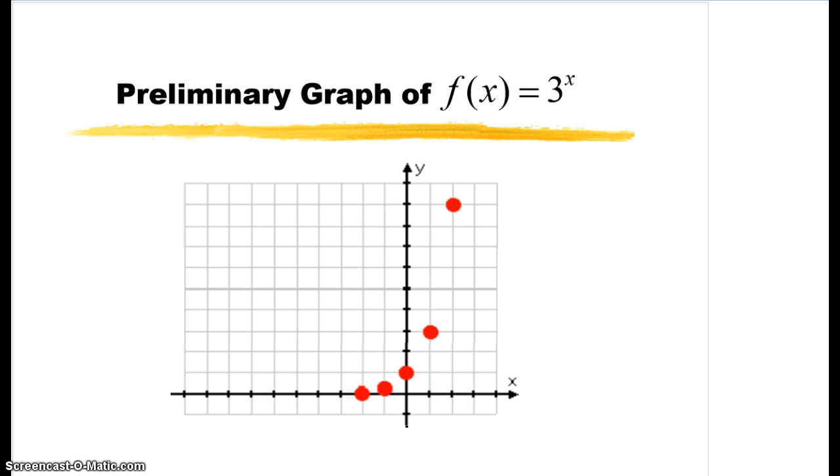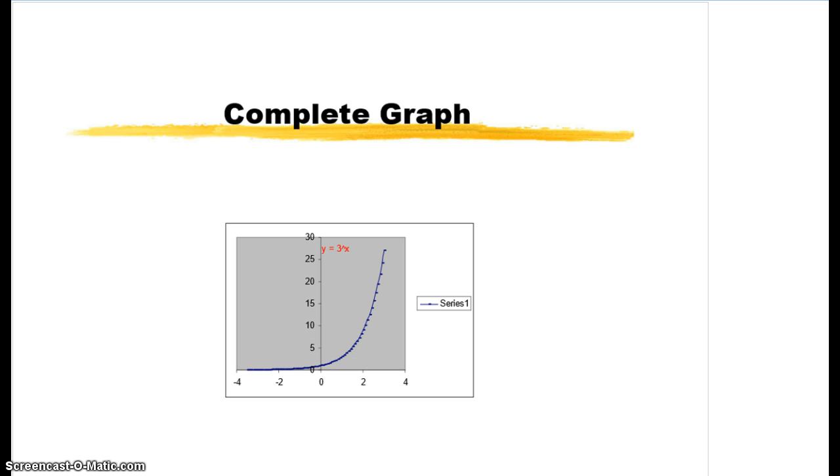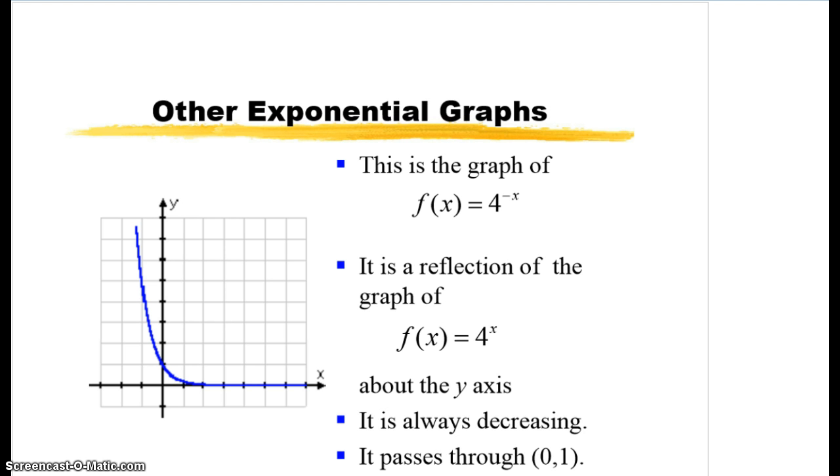So here's a few points that you could plot, right? At 0, it's 1. At 1, it's 3. At 2, it's 9. At negative 1, it's 1/3. And at negative 2, it's 1/9. So pretty close. And here it is graphed using Excel. So that's y equals 3 to the x. And that's graphing another type.